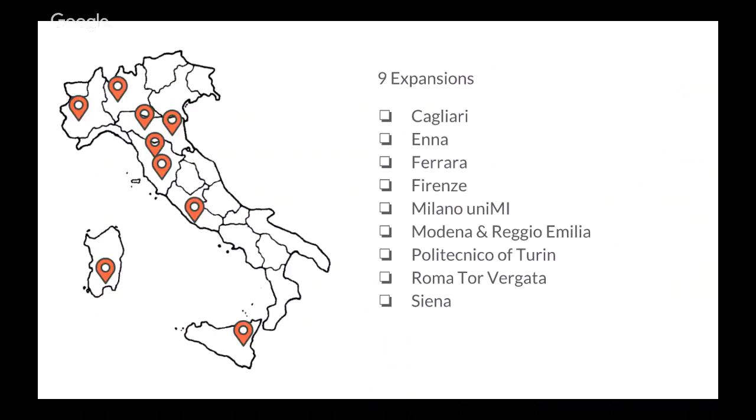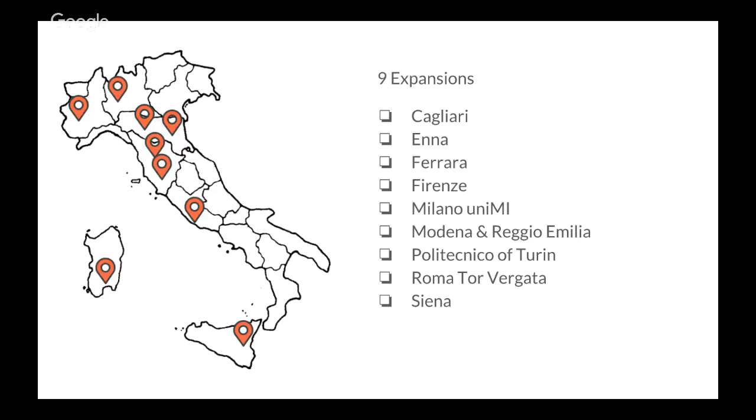Then we have Ferrara, Firenze, Milano Unimi. Milano Unimi, what does it mean? We already have an LC in Milan, so we opened another, let's say, an expansion in Milan, and it's university based. We have this university called UNIMI. Uni is the abbreviation for university. It's one of the public universities in Milan. Then there are Modena and Reggio Emilia. They are two cities, but there is only one university.